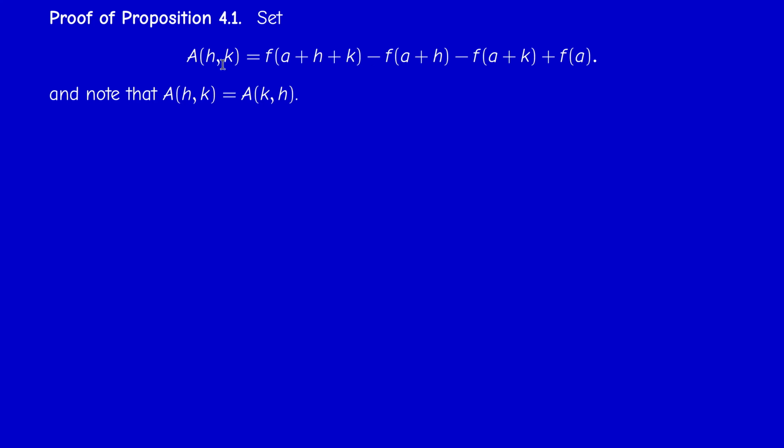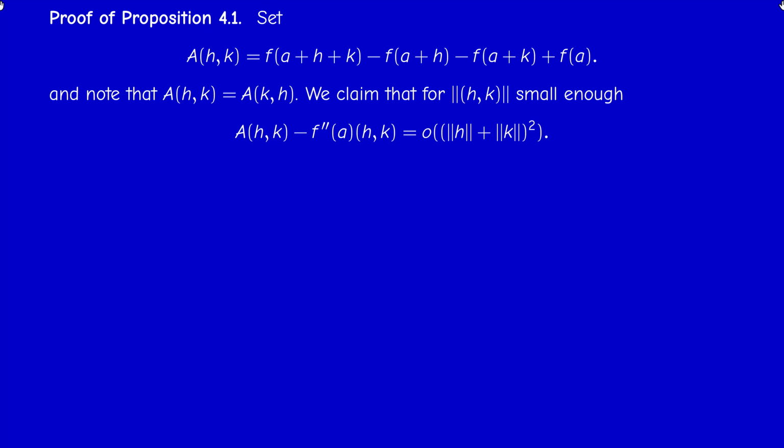And observe that here h and k belong to the same set E. So when I interchange them, instead of h plus k I get k plus h, so we see that the map capital A is symmetric. And now we claim that this map minus the second derivative at (h,k) is a small o of the norm of h plus the norm of k, squared. And then the result will follow from the claim.